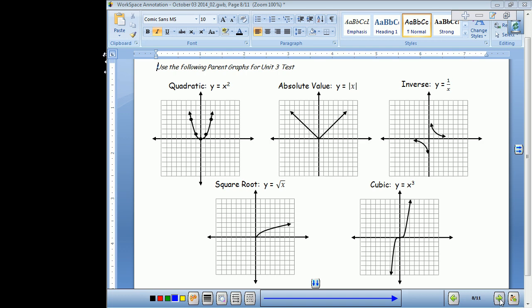sir. This is what it would look like. If you multiply it by 3, it's going to go into U. It's pretty easy. U, it would just be squashed. It would be like that.